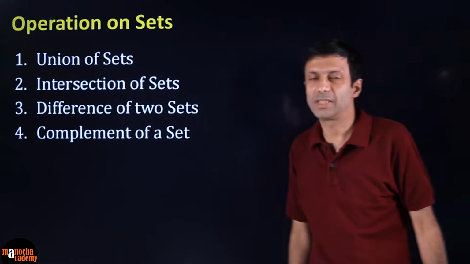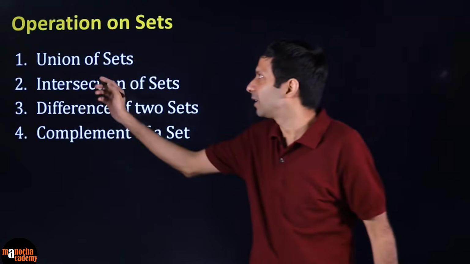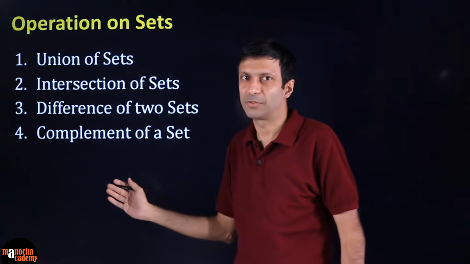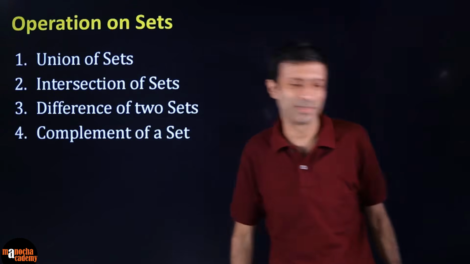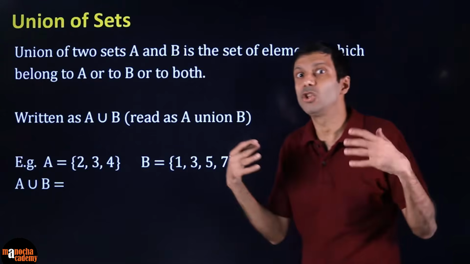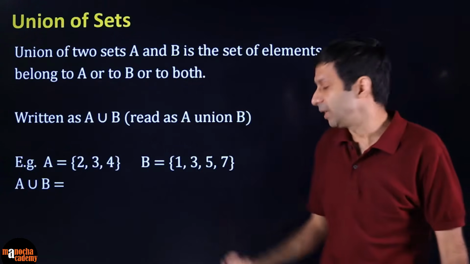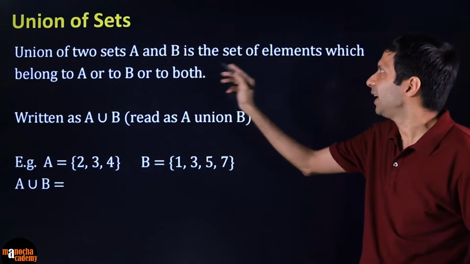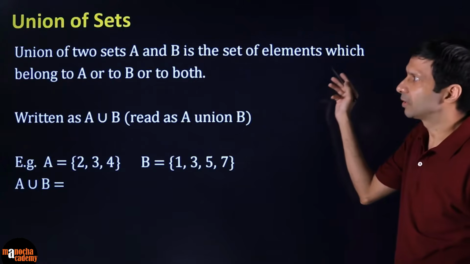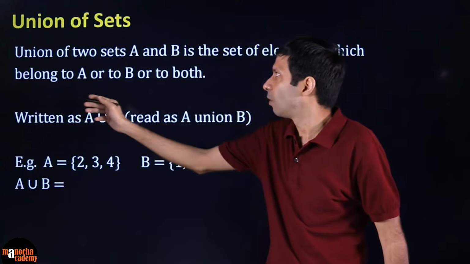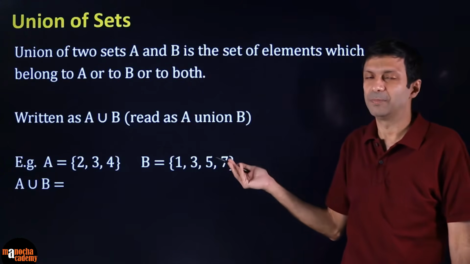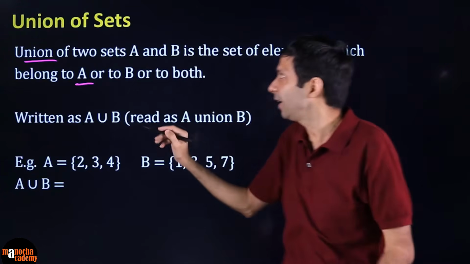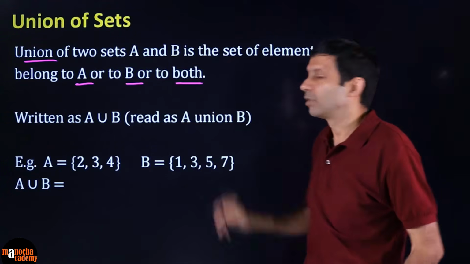So what are the operations on sets that we'll be learning today? We're going to be looking at union of sets, intersection of sets, difference of two sets, and complement of a set. So let's go ahead and look at these one by one. So what do we mean by union of sets? Please take a careful look at the definition here. Union of two sets A and B is the set of elements which belong to A or to B or both A and B. So they either belong to A, they are present in A, or they are present in B, or both. So we are taking a union.